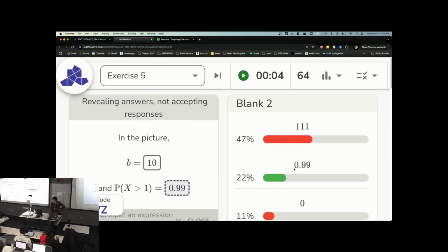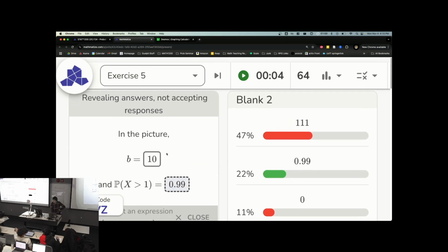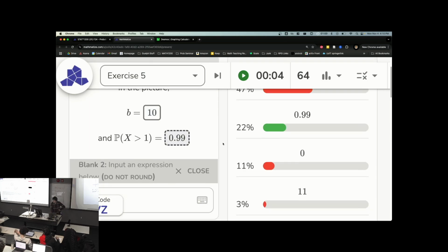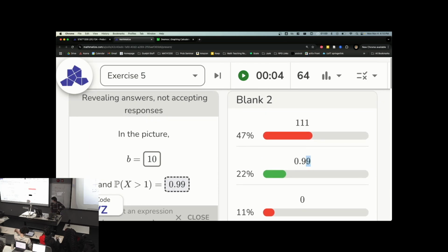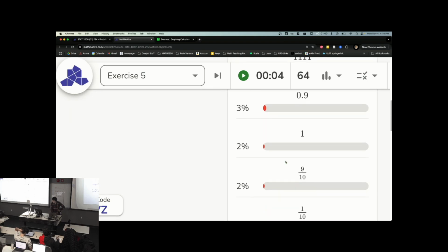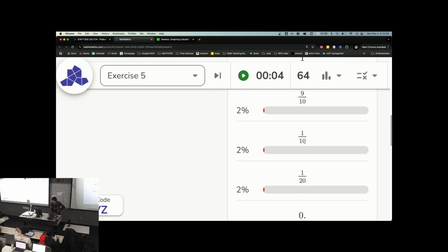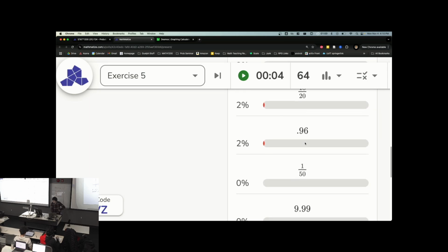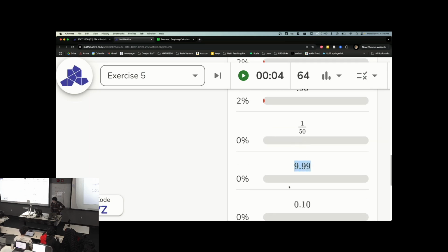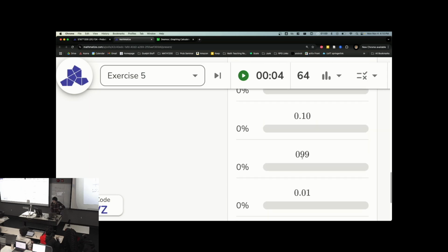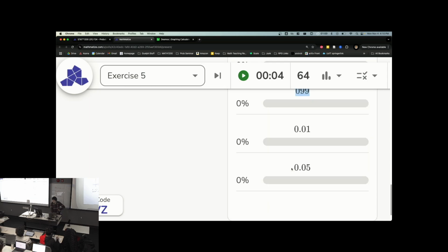Okay, let's do this one. So you get any 99 over 100s there? I saw some further down. What was further down? There's 9 over 10, 0.96, 18 over 20, 9.99. Not a good probability. This person was so close, they just forgot the dot. I feel bad. Okay. All right.